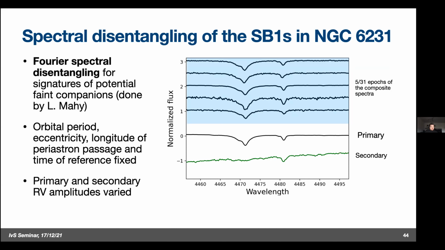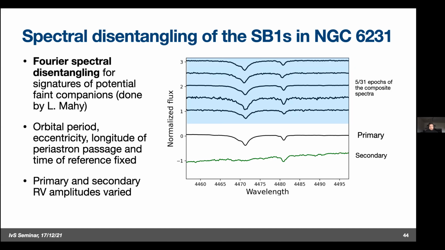With the SB1s in the NGC 6231 B star sample. So all of this going forward now is preliminary work towards a second publication. As I mentioned before, we can perform Fourier spectral disentangling, and this is part of our first step where we need to see if there is a signature of a faint companion in the spectra that we observed, so the composite spectra of the primary and the secondary star.